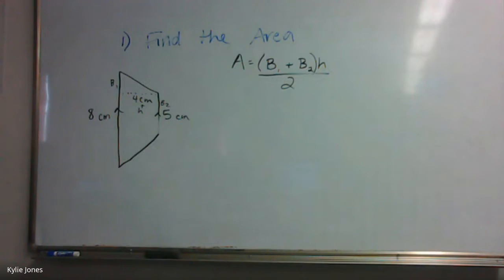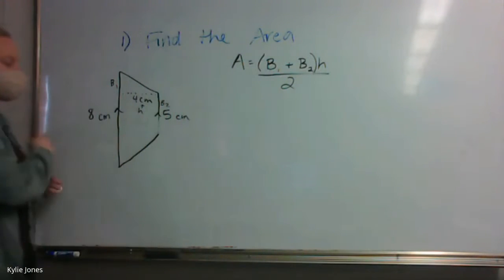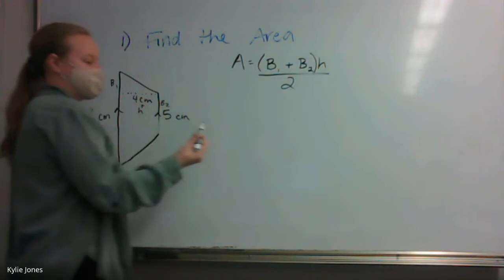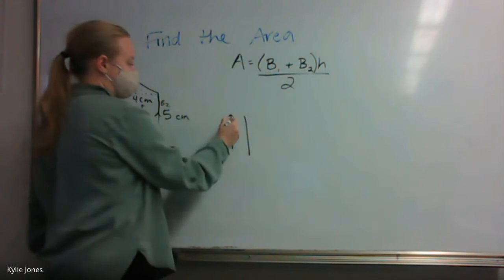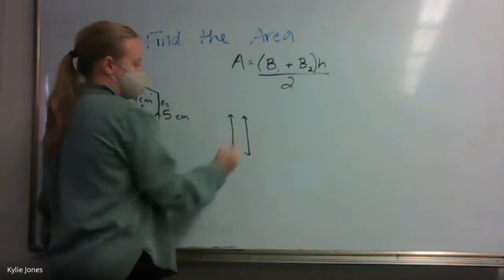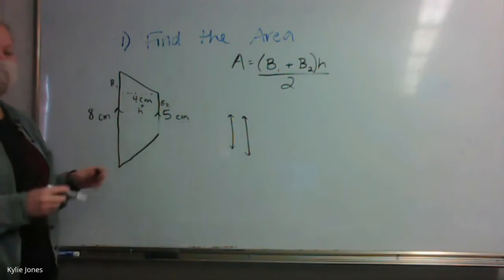Which ones are the bases? The bases are the ones on the side of this. The parallel lines. Remember, parallel lines are lines that run exactly next to each other. So these are lines like this. So the bases are the ones that run parallel like that. Okay?